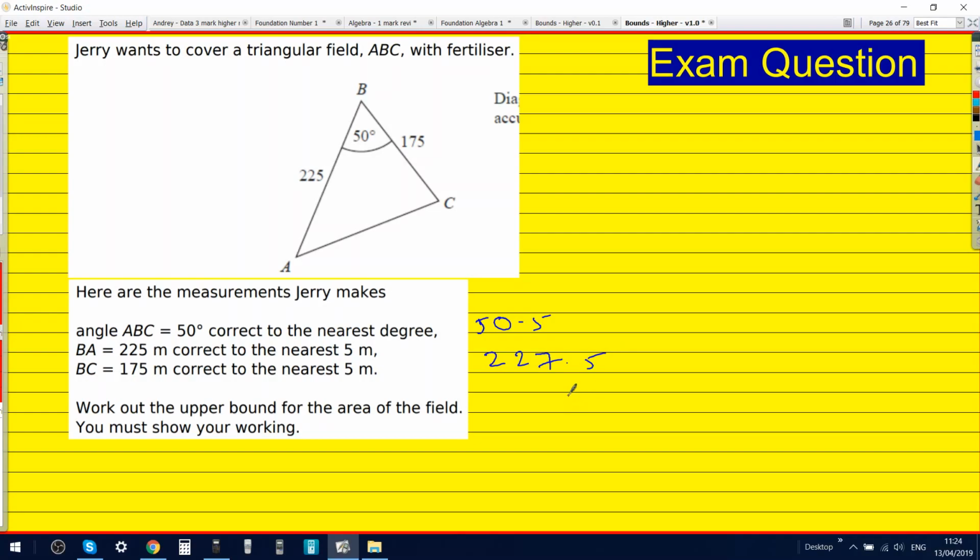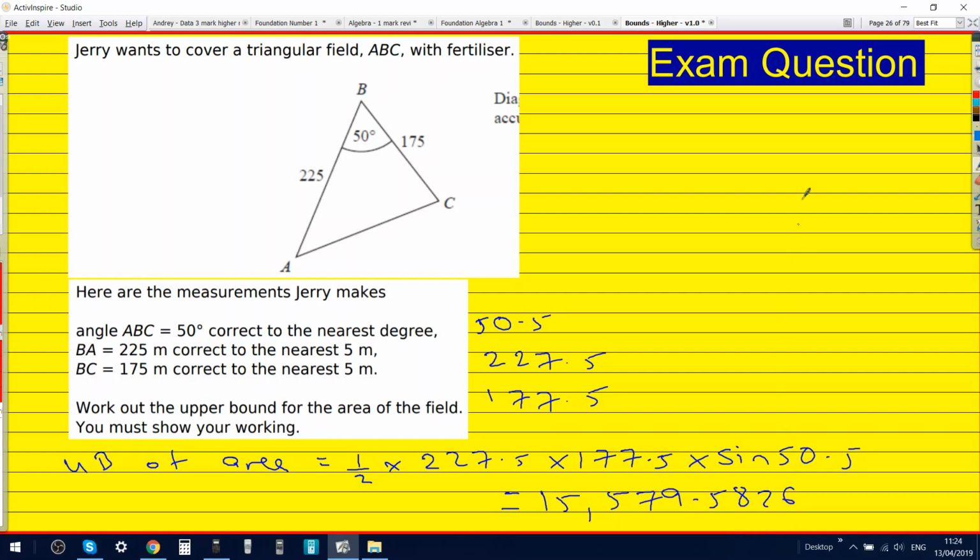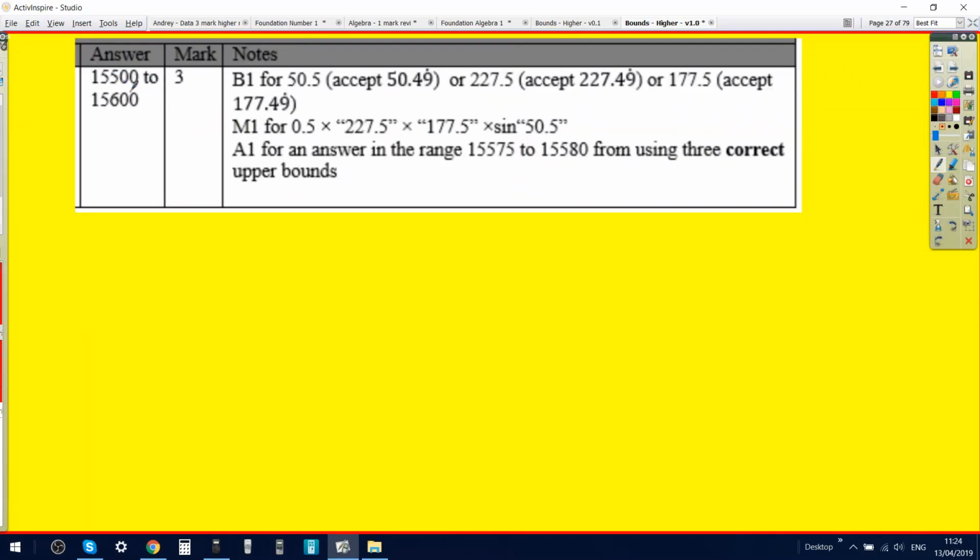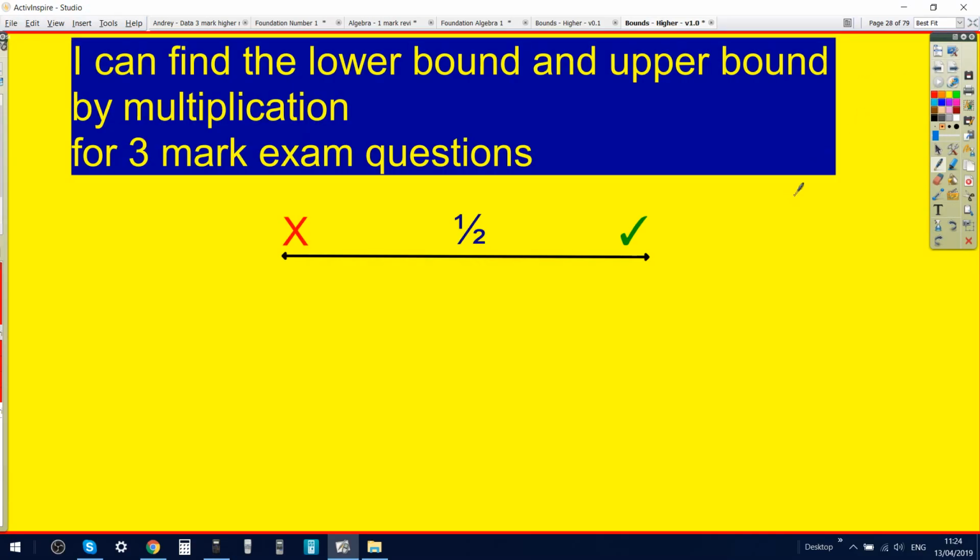And then 177.5. Yeah. And so we want the area. So you should do half times 227.5 times 1.5 times sine 50.5. Yeah. And that is 15,579.5826. And they said, yeah, anything between those two. Great. Those ones, multiplication? Yeah.